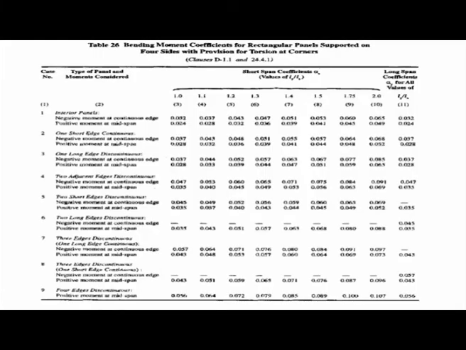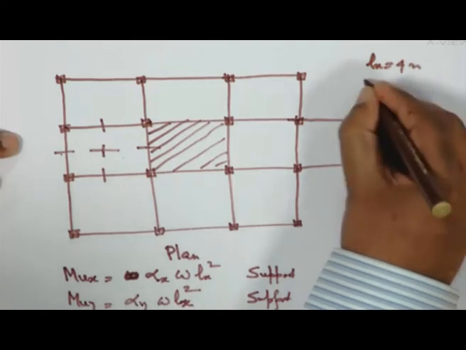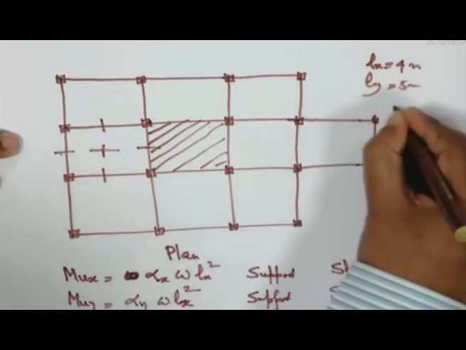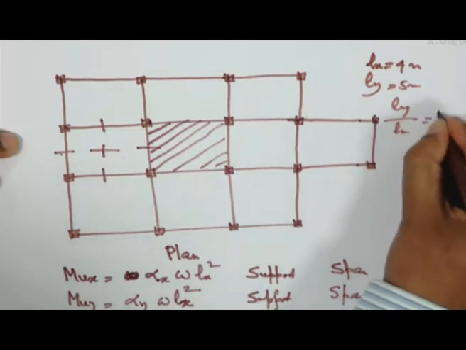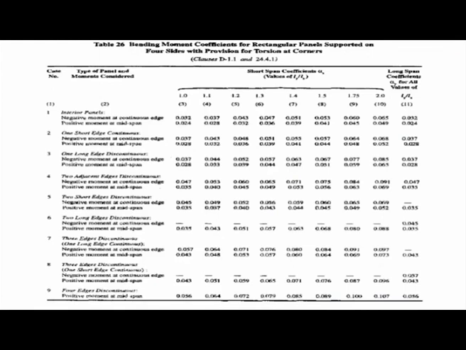Now for different values of Ly by Lx, that means for a particular span, say Lx equal to 4 meter, Ly equal to 5 meter. So Ly by Lx equal to 5 by 4 equal to 1.25. That means I have to find out from 1.2 to 1.3, in between I have to get the value. So if it is an interior panel, then I shall use this one. So for alpha x I shall interpolate, and for alpha y I shall get the value, that is a constant value for support and for span.